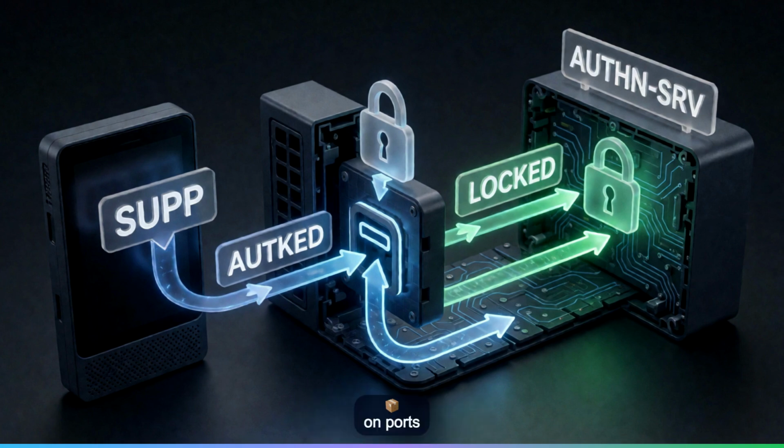RADIUS uses UDP on ports 1812 and 1813. TACACS+ uses TCP port 49. RADIUS only encrypts passwords. The rest is clear text, while TACACS+ encrypts everything. RADIUS typically controls network access, and TACACS+ controls device administration with per-user command-level granularity.